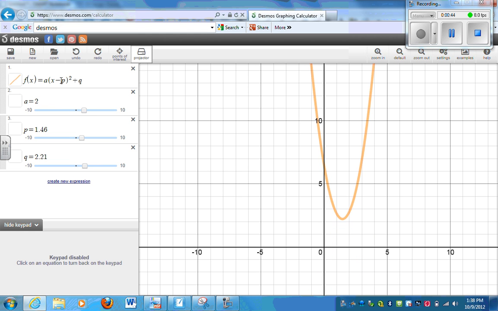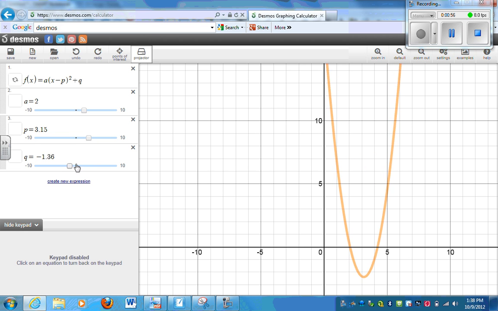Okay, what about this P value? If I make it x minus 3 or 4 squared, what happens when I adjust my P? What happens? And then finally Q. What happens with Q?